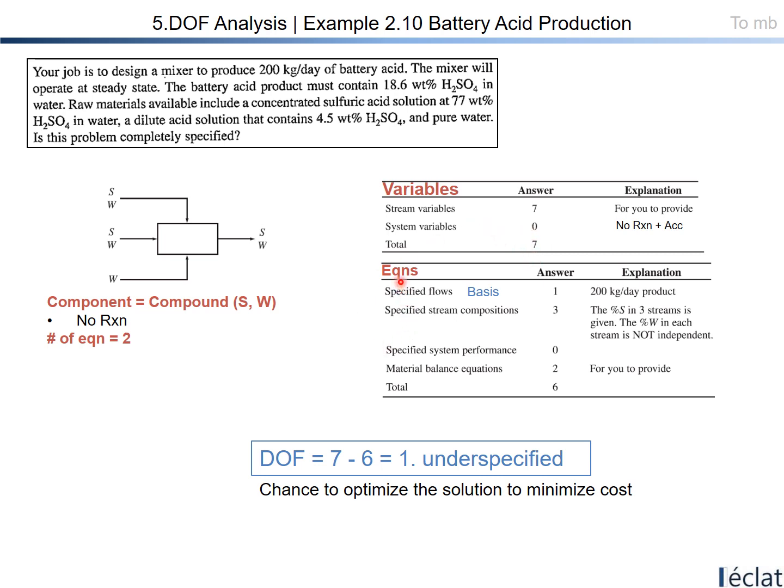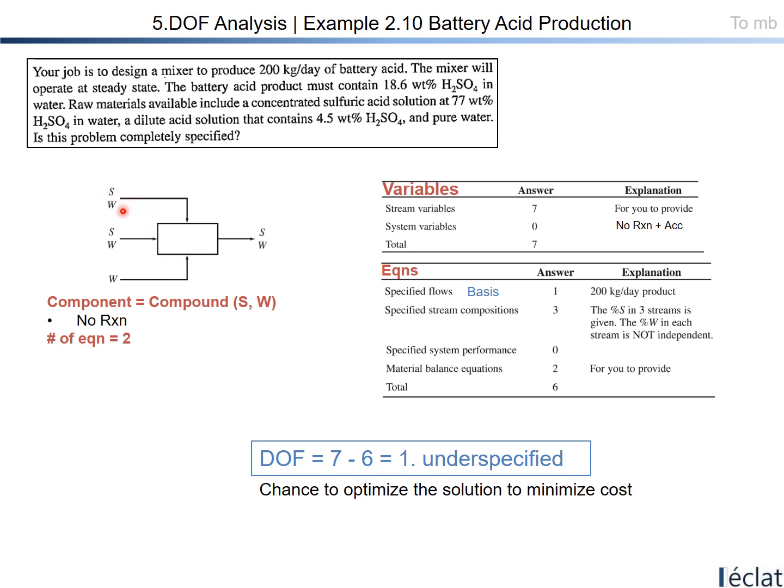The next one is the number of equations or restrictions or information. So I have said material balance equations are 2 from the number of components here. And the first one you will count is the basis, specified flows. So 200 kilogram per day product is our target, and it can also be considered as the basis of this process. So number 1. And then the next one is about stream composition specification.